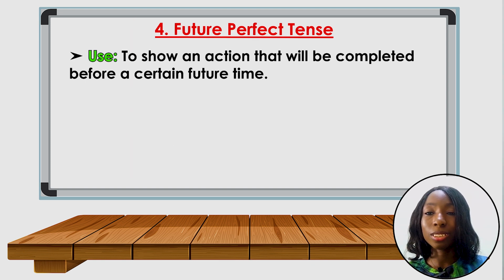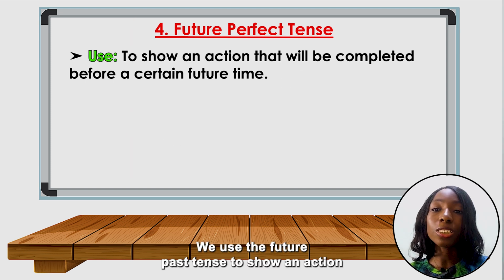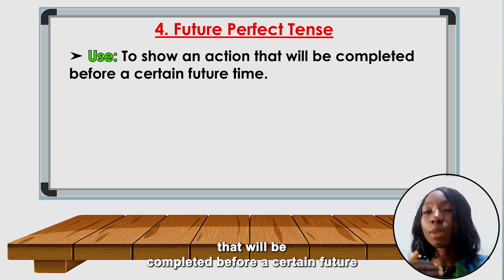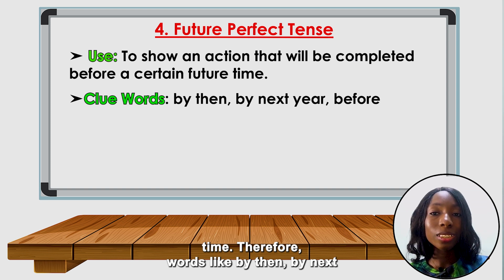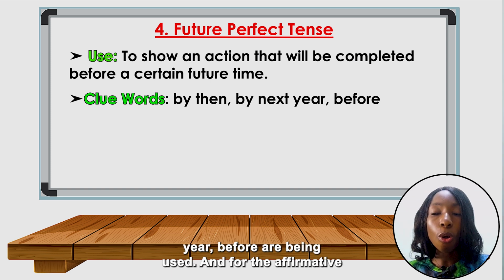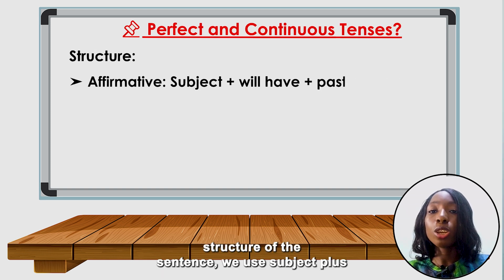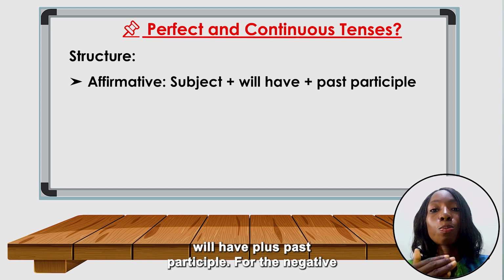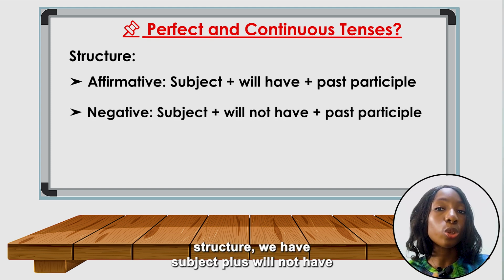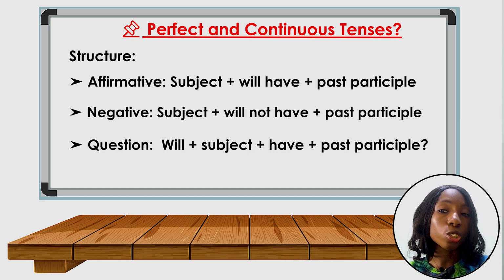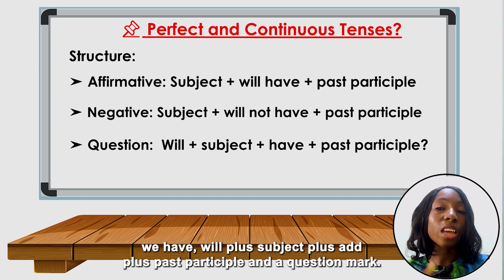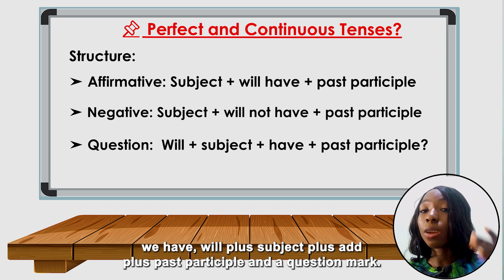Future perfect tense. We use the future perfect tense to show an action that will be completed before a certain future time. Therefore, words like by then, by next year, before are used. And for the affirmative structure of this sentence, we use subject plus will have plus past participle. For the negative structure, we have subject plus will not have plus past participle. For the questioning structure, we have will plus subject plus have plus past participle and a question mark.